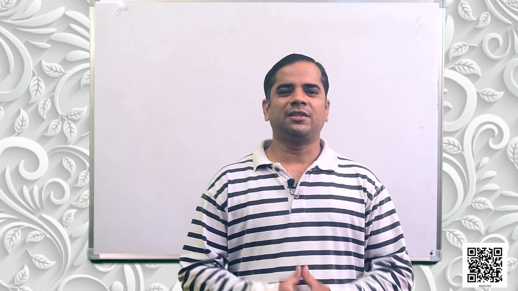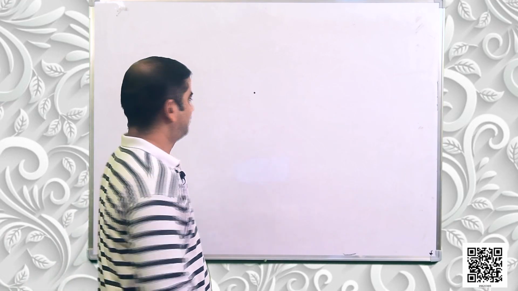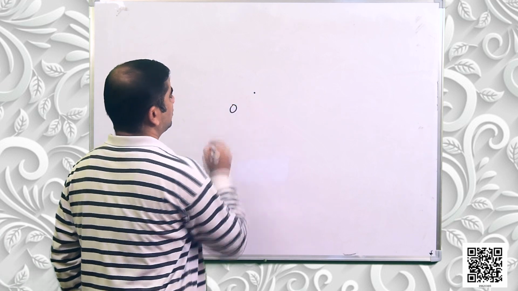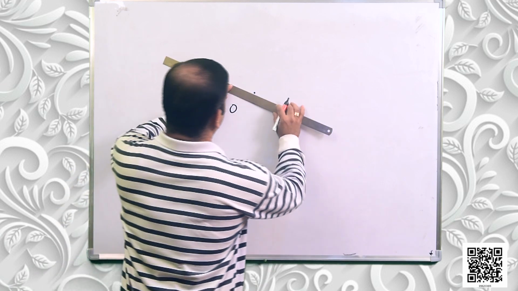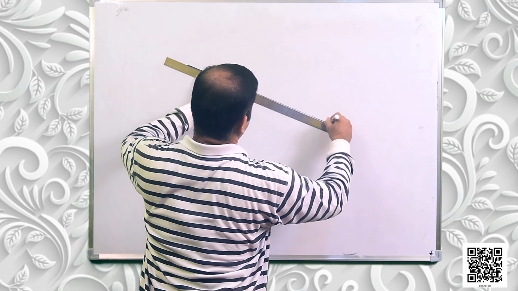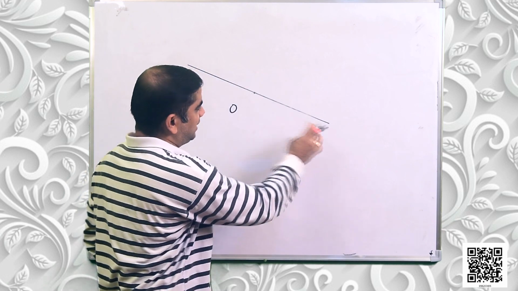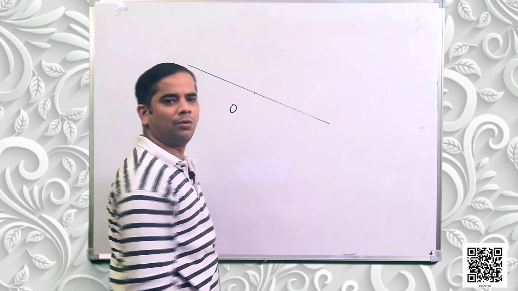Students, let us discuss exercise 5.1. So students, bit 1, it says only one line can pass through a single point. Let us have a point. Let this be point O. Okay. So let us draw a line. We can see that there is a line, it passes through this point O.